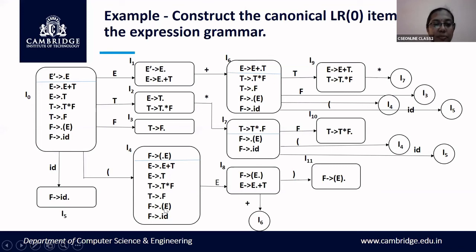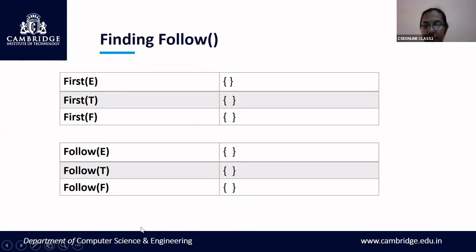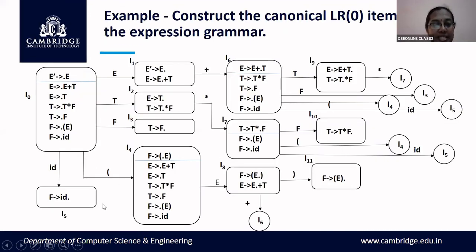again I will be getting the production same as that in I3. And on input symbol open parenthesis, it is a self loop. I will be getting I4 itself. And on ID, I will be getting I5. So this is how you construct an automata for an LR0 item set.